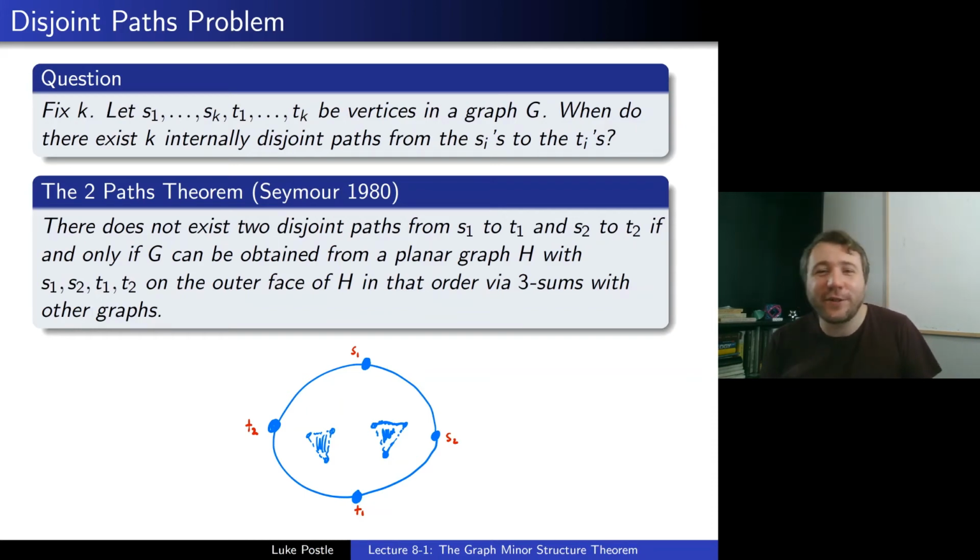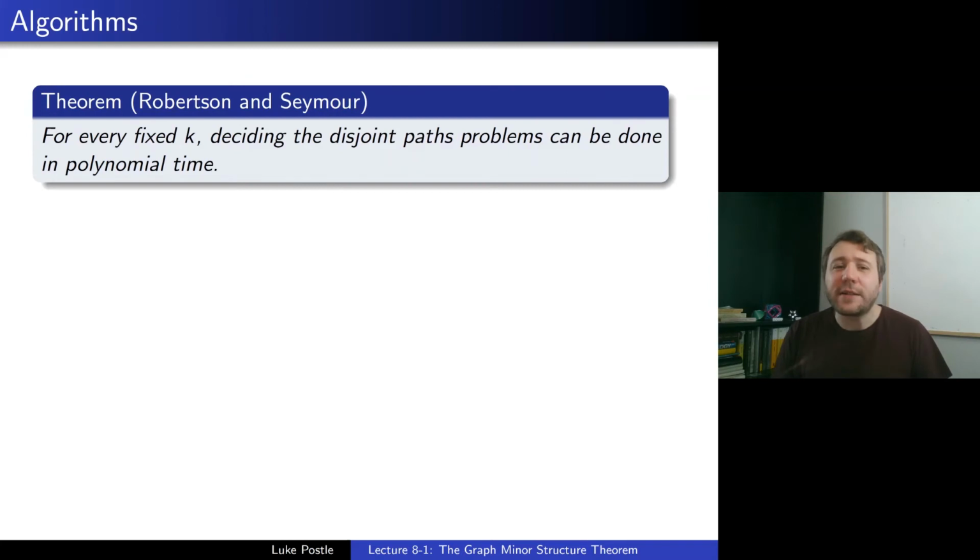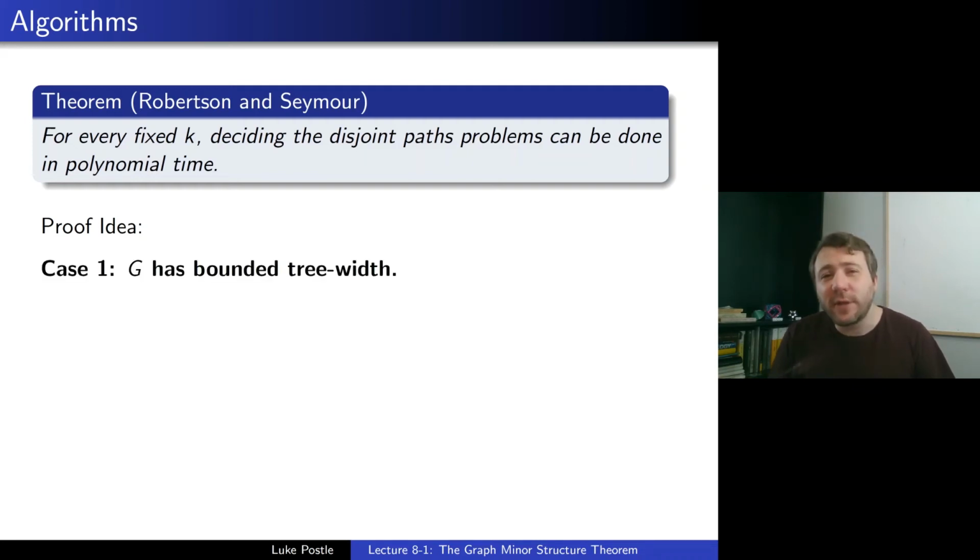Now it's still not clear, could you even test this property? Maybe you could think of the three-sums, maybe you could then test planarity, and then you could believe that when k is 2, it's doable. But actually they proved that for every fixed k, deciding the disjoint paths problem can be done in polynomial time. So you're going to do it in |V(G)| to some power that depends on k. And here's a very rough proof idea. So today we're just going to do a couple of very rough proof ideas of some of these minor theorems that are very hard.